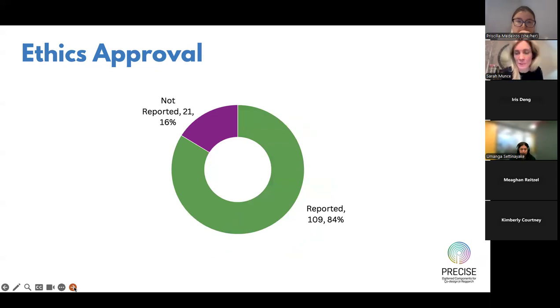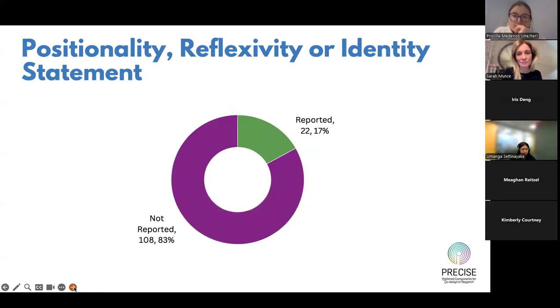This finding we found particularly interesting, and it is in line with some findings from our UK colleagues. And this particular item was extracted based on advice from our UK patient partner. In 16% of the studies, there was no ethical approval, and I can come back to that point later. In 83% of the studies, there was no statement about positionality, reflexivity, or identity, which is particularly important in conducting this work, and I would say surprising given the preponderance of mixed and qualitative studies.